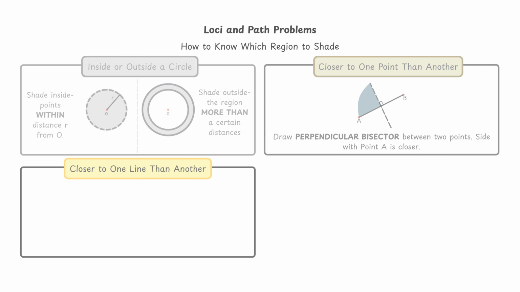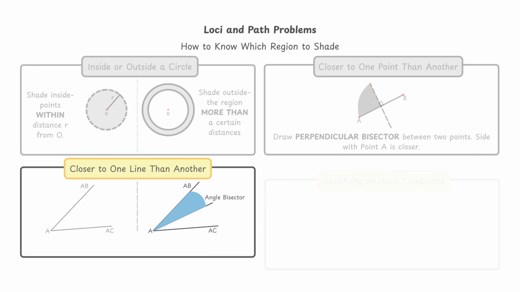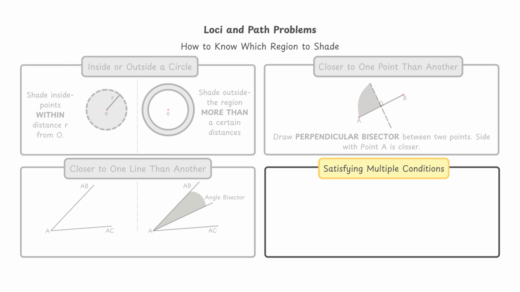Now let's look at lines instead of points. If you are comparing distances to 2 lines, the lines must meet at a point. Then you draw the angle bisector between them. This bisector divides the space into regions where each side is closer to one line. So if the question says, closer to line AB, you shade the region on the side of the angle that includes that line.